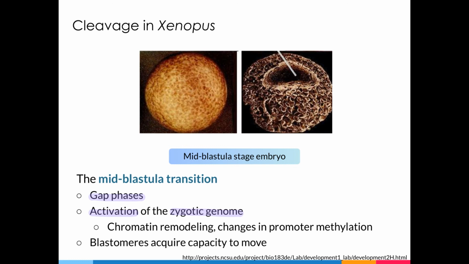So just like we saw in Drosophila, the expression of the first set of zygotic genes is activated by maternally inherited factors. Finally, another important consequence of the mid-blastula transition is that the cells acquire the capacity to move. And this is important given the extensive cell movements that need to happen during gastrulation.